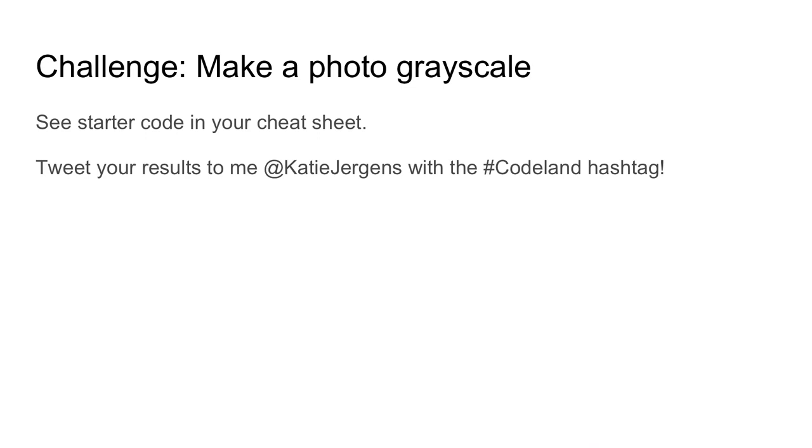So I have a challenge for each of you, which is to make a photo grayscale. We're not even going to do it together. You're on your own. In the cheat sheet, there is a link to some starter code. If you go to that link, there will be some starter code. And it's in an environment called Replit. So you can run the Java on that website. You can run it right there. So it's okay if you don't have anything set up on your computer. There is some starter code there, but I've left it blank. And it's to make it grayscale. So you can think about how you might want to do that.